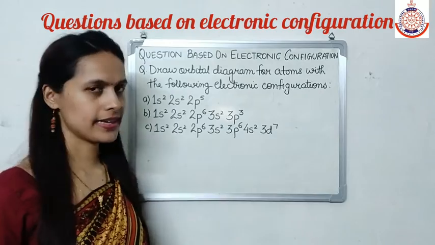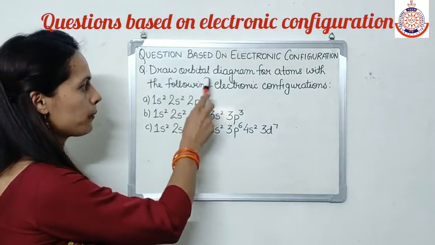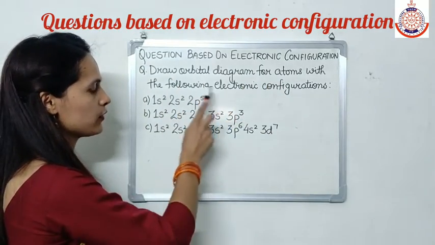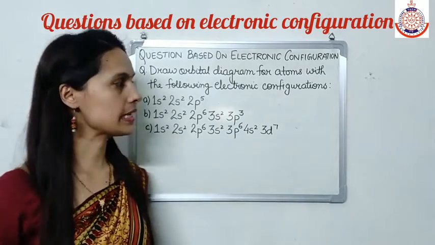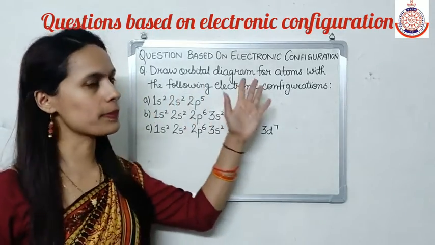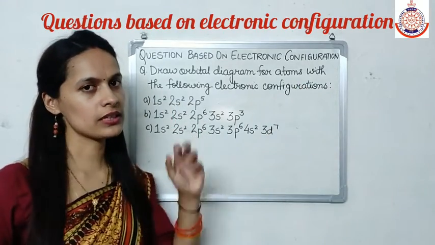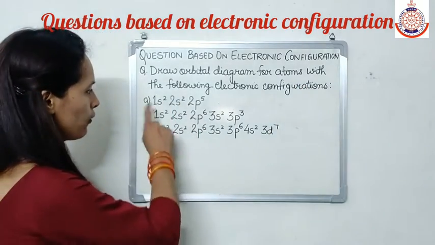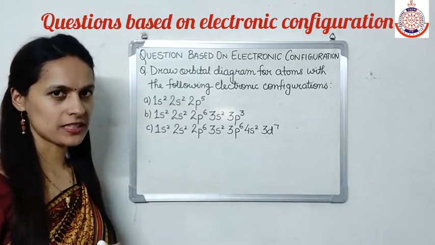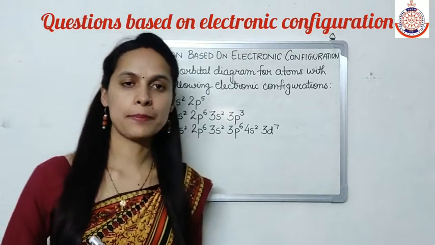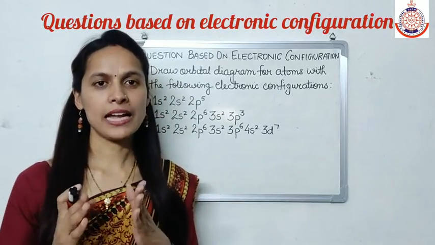This is our next question. Draw the orbital diagram for atoms with the following electronic configuration. Now we'll learn how to draw the orbital diagram by using the electronic configuration. First of all, 1s2, 2s2 and 2p6. We represent an orbital by a box.